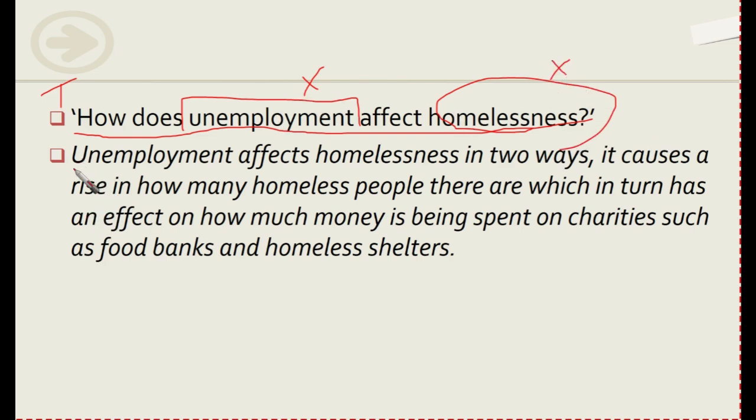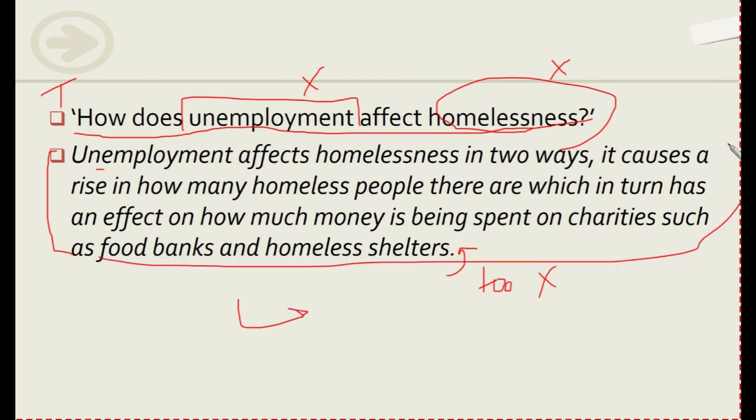So your thesis statement can be: unemployment affects homelessness in 2 ways. It causes a rise in how many homeless people there are, which in turn has an effect on how much money is being spent on charities such as food banks and homeless shelters. This is very specific, but not too specific, because in body paragraphs we're going to talk about these thesis statements and explain in more detail by being specific. So your thesis statement can be, yes, unemployment affects homelessness.